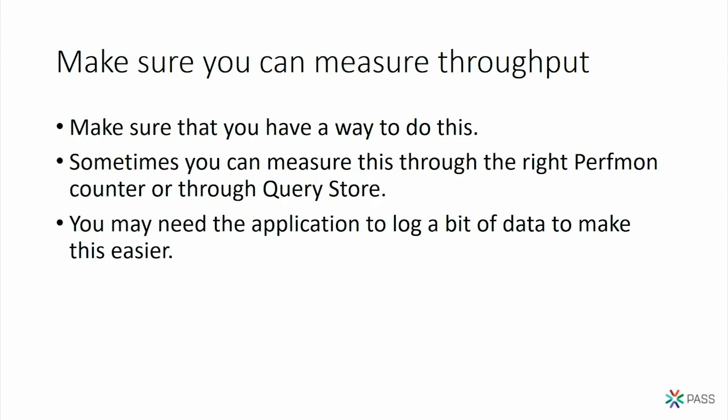Number 1 for me, check throughput. You need to know how much real work you're doing per unit of time. So make sure that you can do this. Sometimes you can use perfmon, sometimes the application will log what you need. Just make sure you're able to do this. Because CPU doesn't make sense without this context.